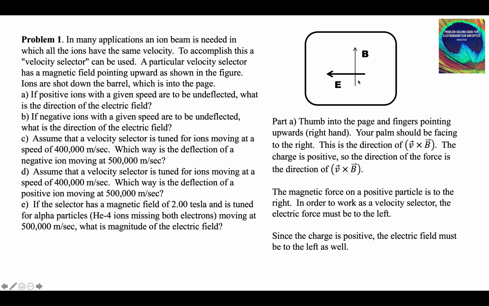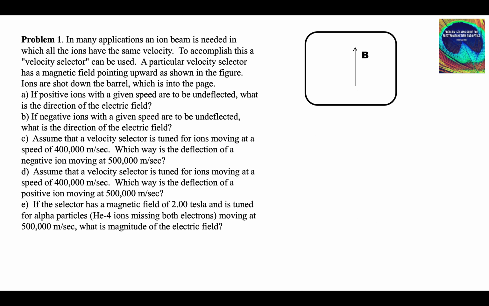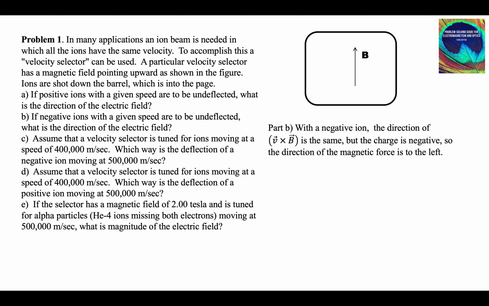The B field is upward. Part B. If negative ions with the given speed are to be undeflected, what is the direction of the electric field? So now we're shooting negative ions down the barrel. The B field is upward. With the negative ion, the direction of V cross B is the same. V is into the page, B is up, which means V cross B is to the right, but the charge is negative. So the direction of the magnetic force is to the left.